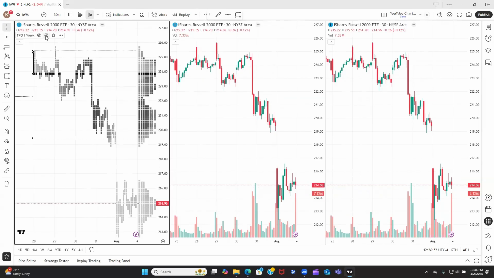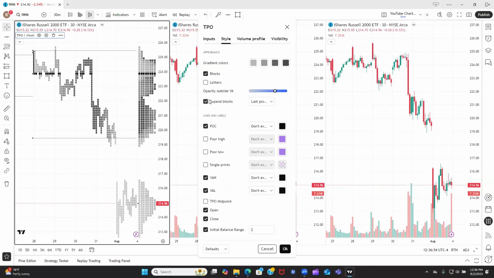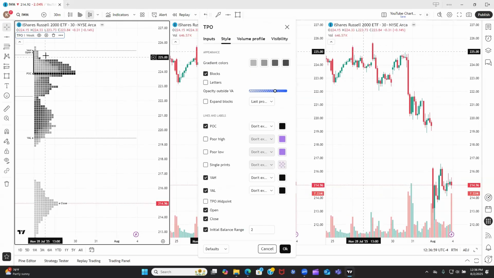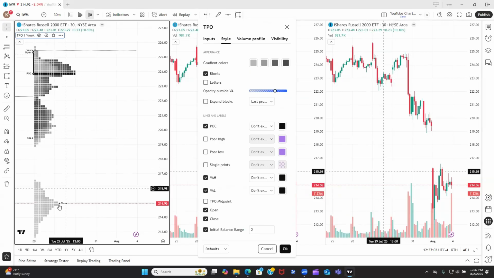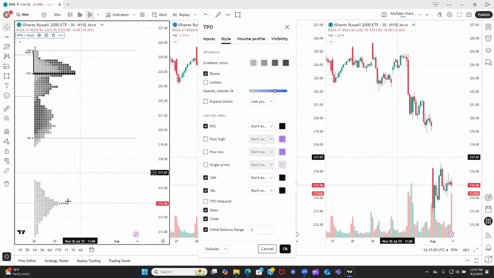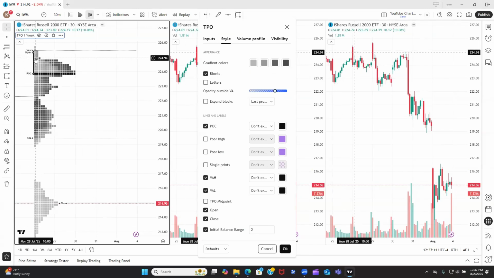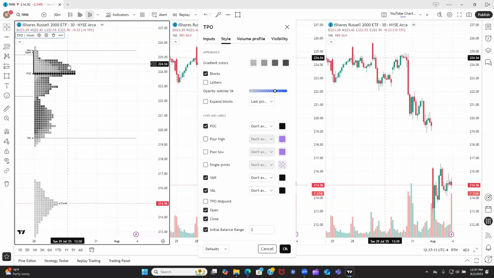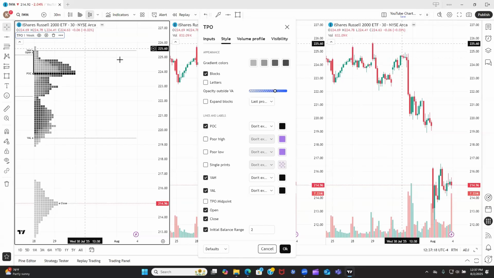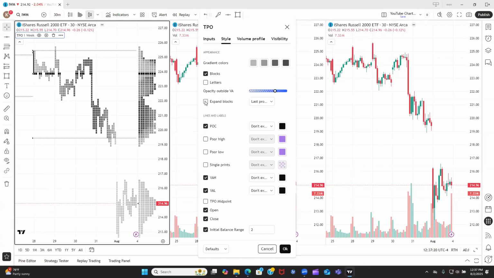If we were to go into settings and uncheck expand blocks, we'll see that this is the standard way of looking at TPO. Again, this is one TPO that represents an entire week. And we can see that here, TPO 1 week. This is from July 28th to August 1st. But I like to have it extended. So go back to expand blocks.